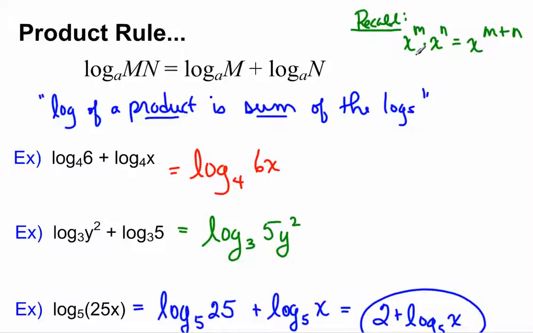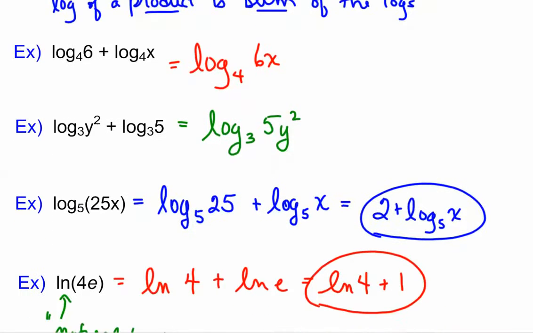You remember that if you have x to the m times x to the n, same base here, then you would just simply multiply that, show that multiplication by adding your exponents there, right? It's what we're really doing here. So log base 4 of 6 plus log base 4 of x could be condensed down to just log base 4 of the 6 times x. Same thing here, if I have log base 3 of y squared plus log base 3 of 5, I can condense that to log base 3 of 5y squared. Notice they all have to have the same base within that line.